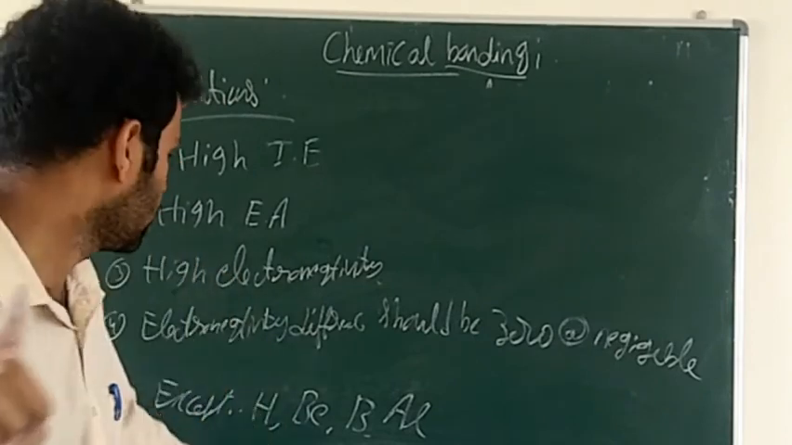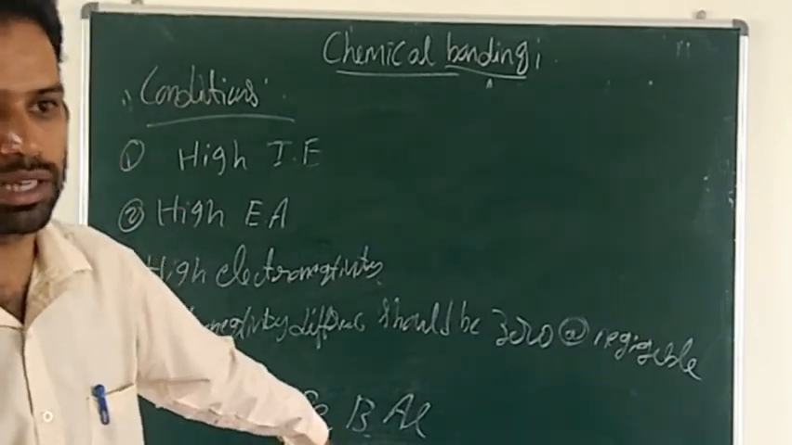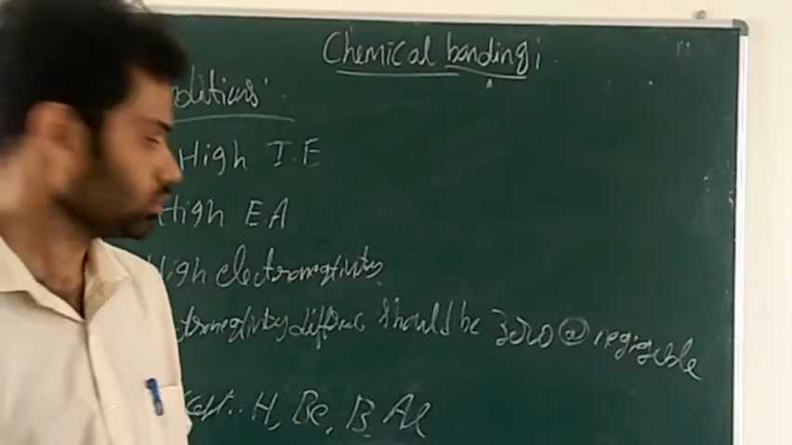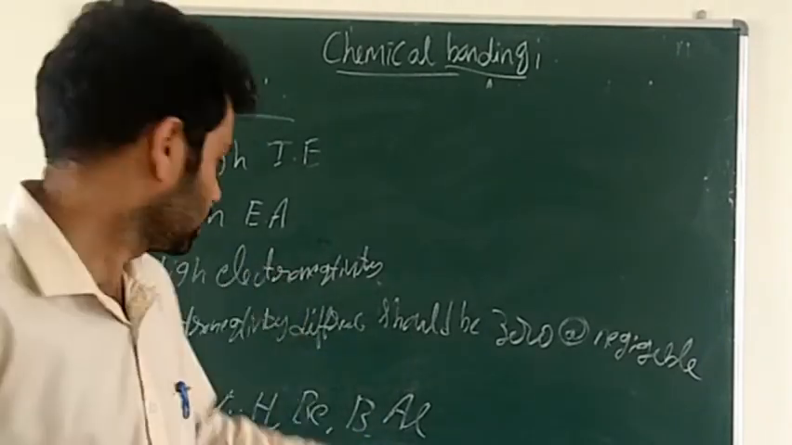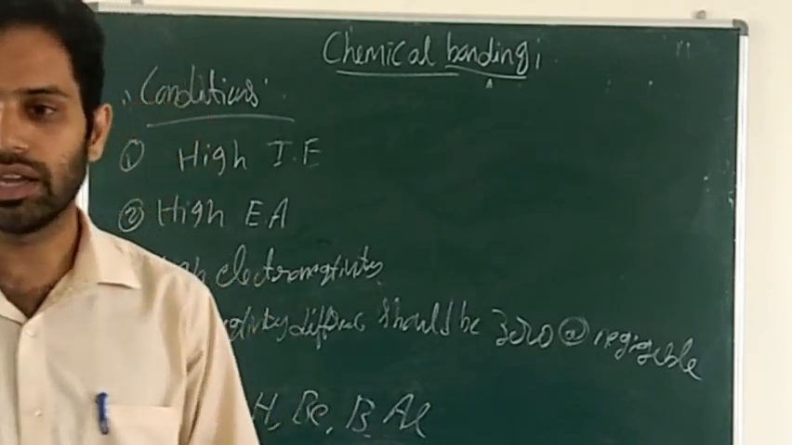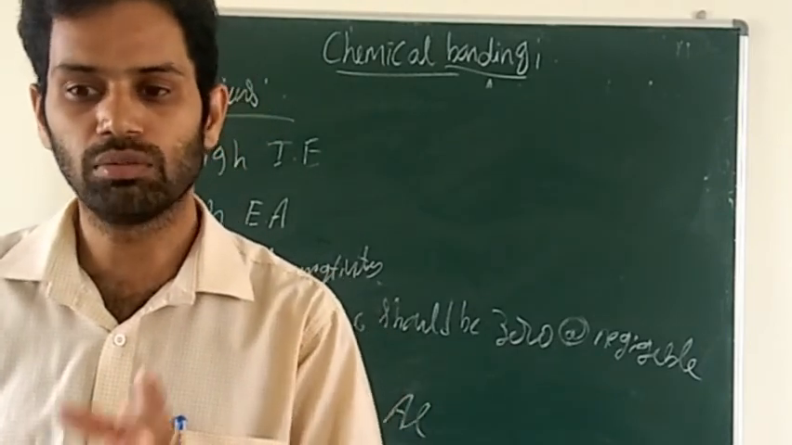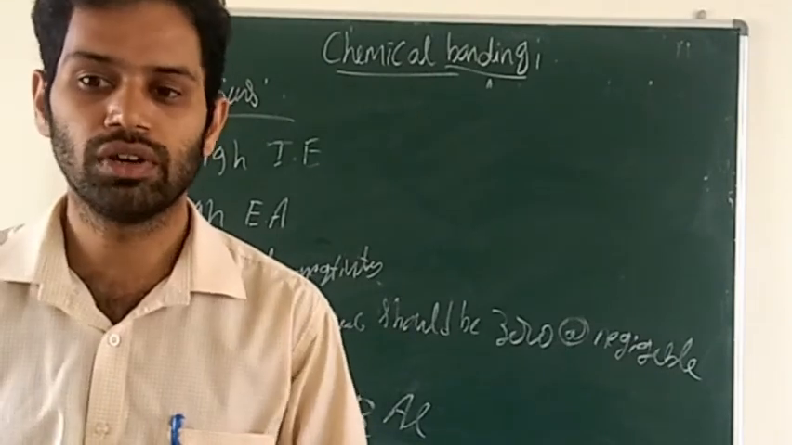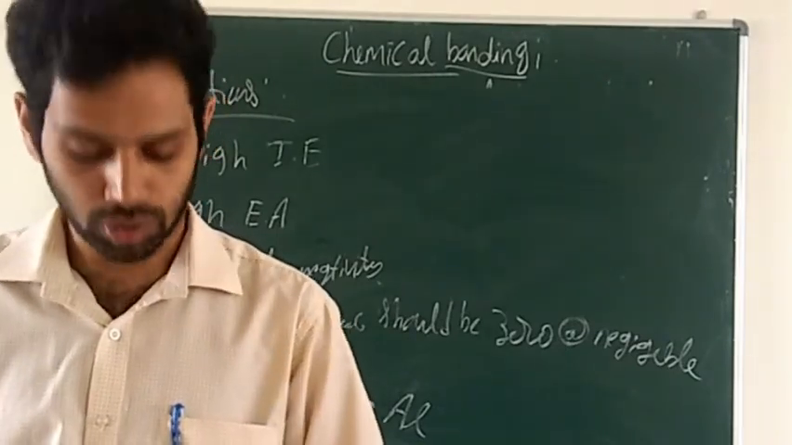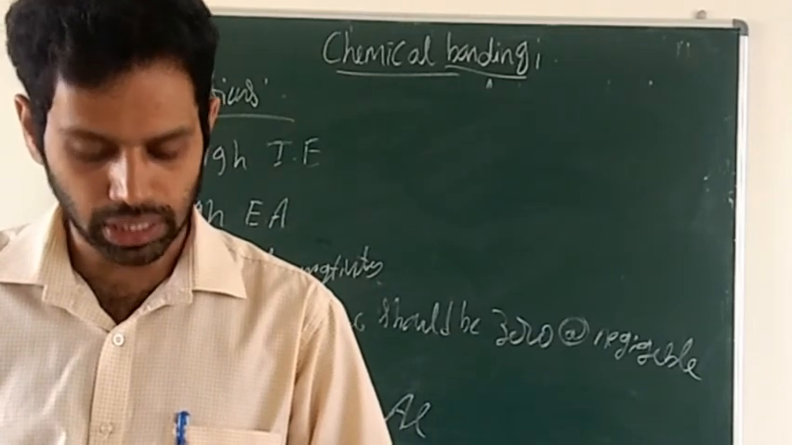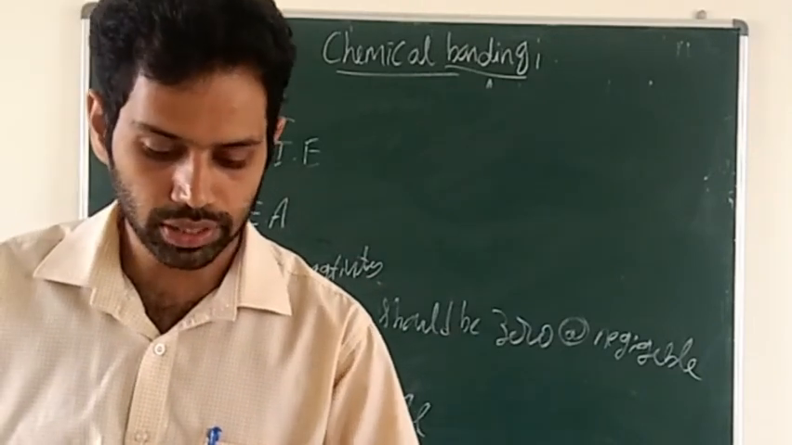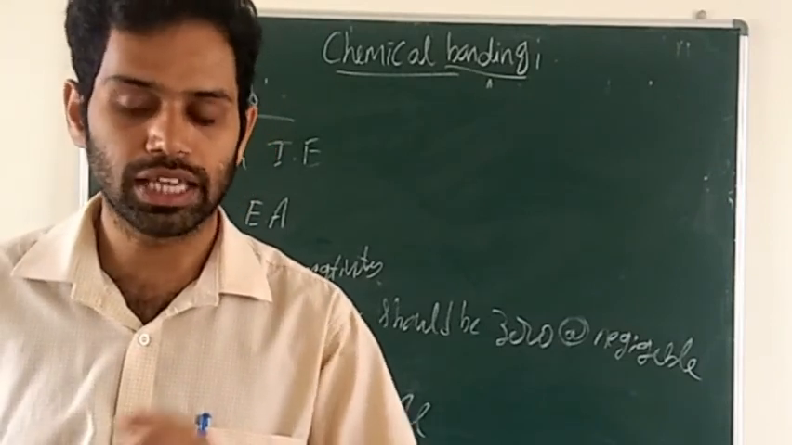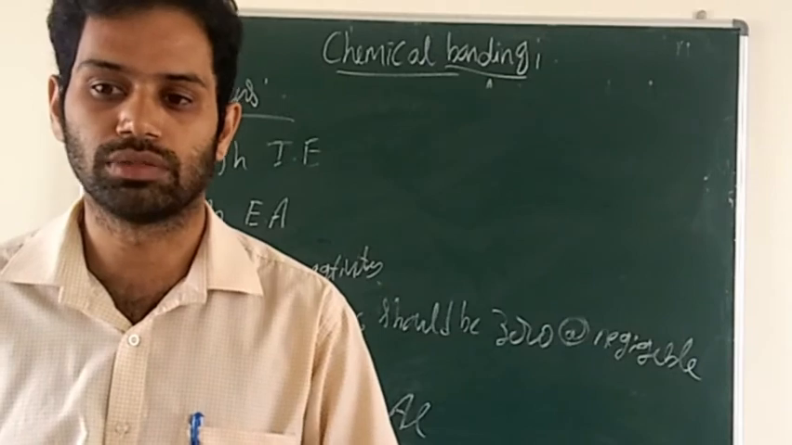So except hydrogen and beryllium. What is the atomic number of beryllium? 4. And next boron 5, aluminium 13. So except these atoms, the atoms should have 4 or more electrons in their outermost shell. So these are the few conditions for the formation of covalent bond. Now I am going to some covalent molecules and their structure: how covalent bond is formed between same atoms or between different atoms.